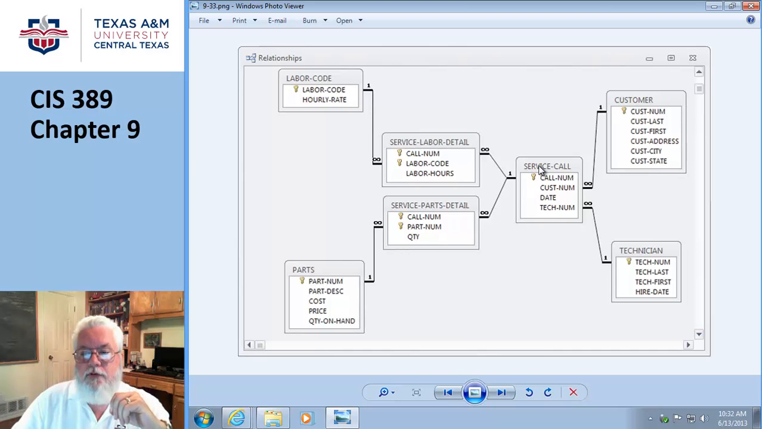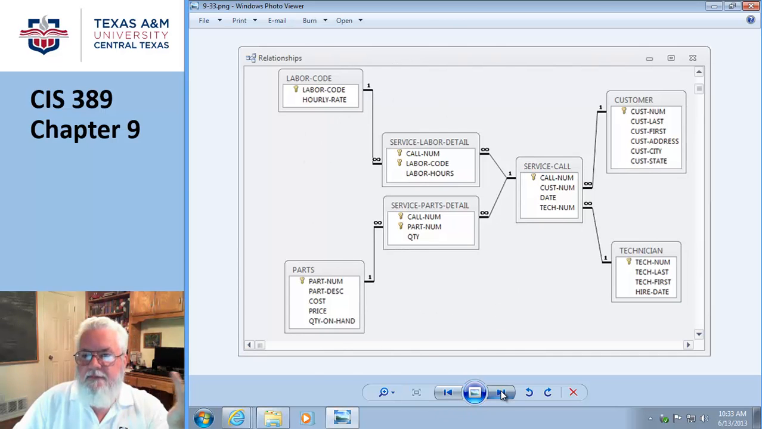And a service call could have some labor, more than one labor, or more than one parts. That makes sense. And for every part, there is one description and one price code for those parts. Likewise for labor code. If I put a labor code in there, it's probably a list of labor codes. So this thing kind of sort of makes sense.